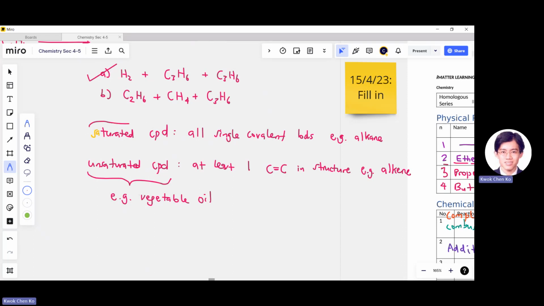Now, for saturated compound, in daily life, one example is fats. So there's a difference between oil and fats. Okay, this one I won't mention first, maybe next time. But just take note of these two words for now. Actually, there's one more word. It's a continuation.